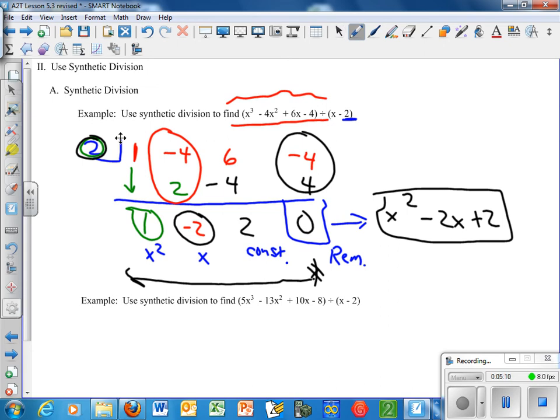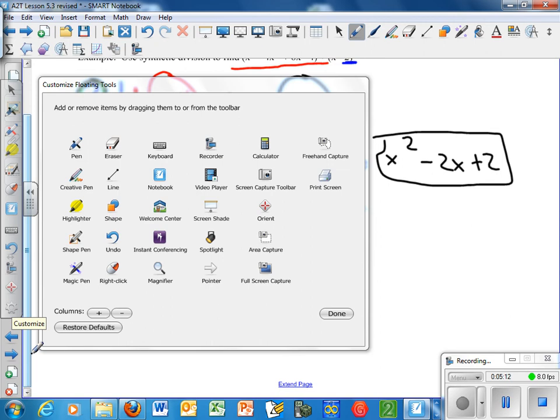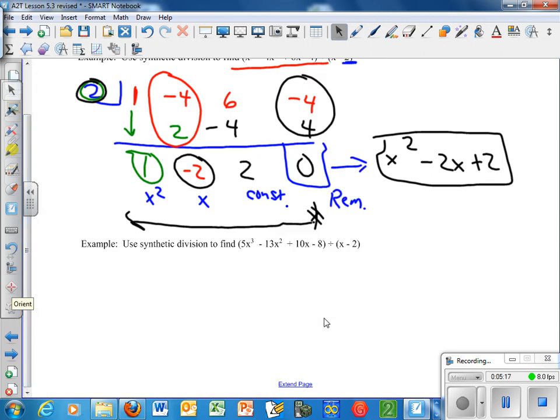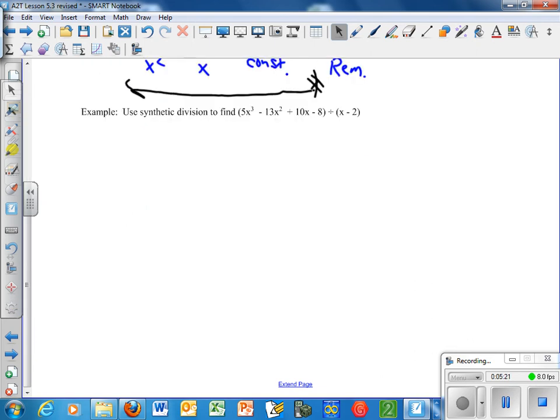Okay, let's do another one here. So we're going to use synthetic division on this right now. We're going to set it up first. Notice I've got a -2 inside there in my binomial. So in my backwards L, I'm going to put +2. Now I want to write down my numbers.